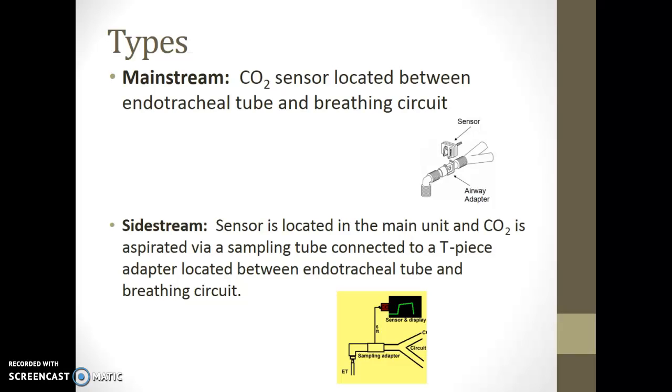The other one is called a side stream, and that one has a sensor located on the main unit, and the CO2 is aspirated through a sample tubing connected to a T-piece adapter located between the endotracheal tube and the breathing circuit. So the side stream one actually looks like a little capillary tube. It's very small, and it goes from in between the patient's endotracheal tube and breathing circuit, and then that will go up into the machine that's doing the graphical or numerical display of the CO2.